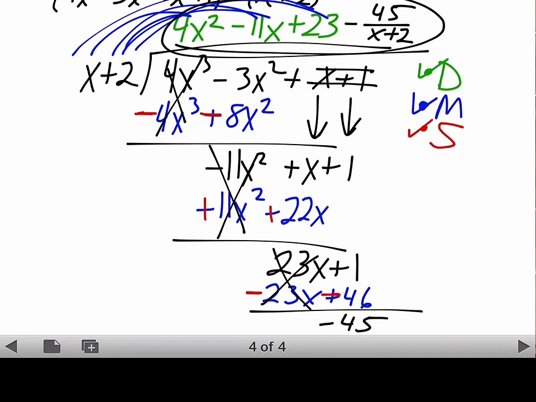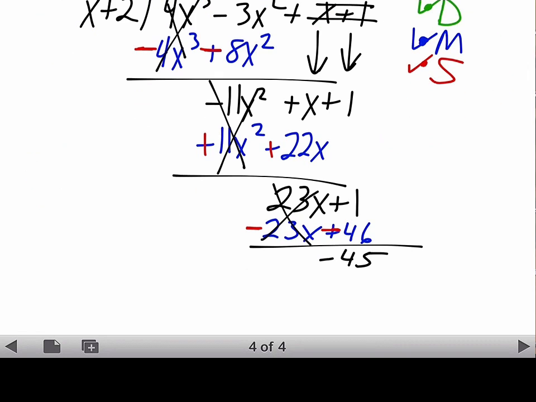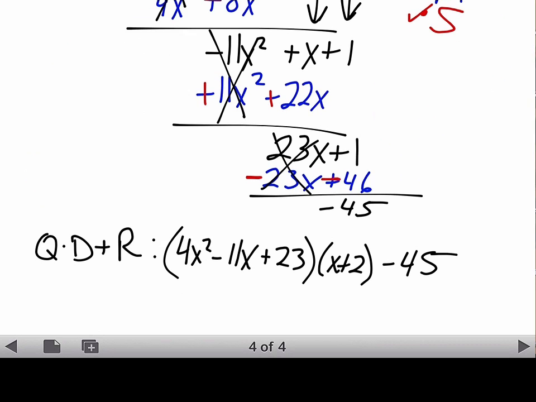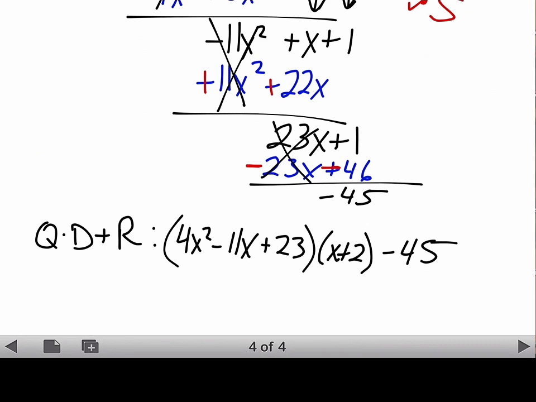If we wanted to check this solution, then we might do so by multiplying the quotient times the divisor and then adding the remainder. And let me write all that down. Here I have the quotient, 4x squared minus 11x plus 23 times the divisor, x plus 2, and then plus the remainder. Well, that remainder is actually a negative 45, isn't it? And I want to check this one because some of these numbers seem a little suspect to me. So let's see what this looks like when we multiply.